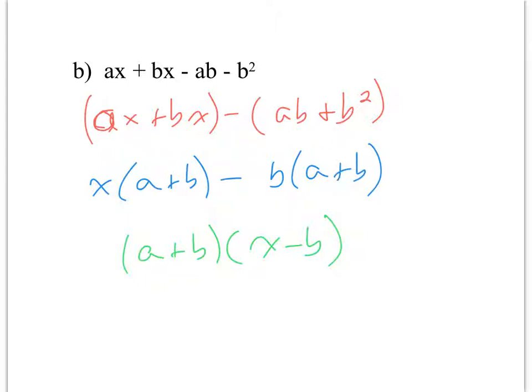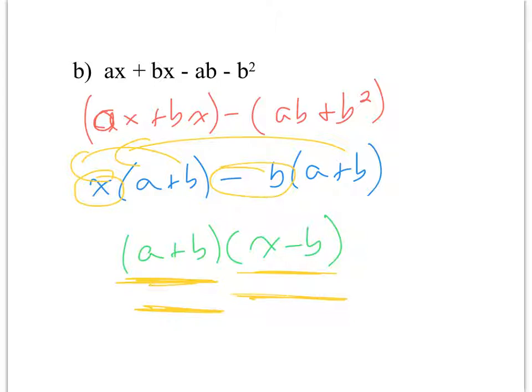I can now factor out the a plus b, so let me get my marker and just kind of draw that in for you. Factor out the a plus b. The a plus b comes out, and what's left is x minus b. So my factored form is a plus b times x minus b.